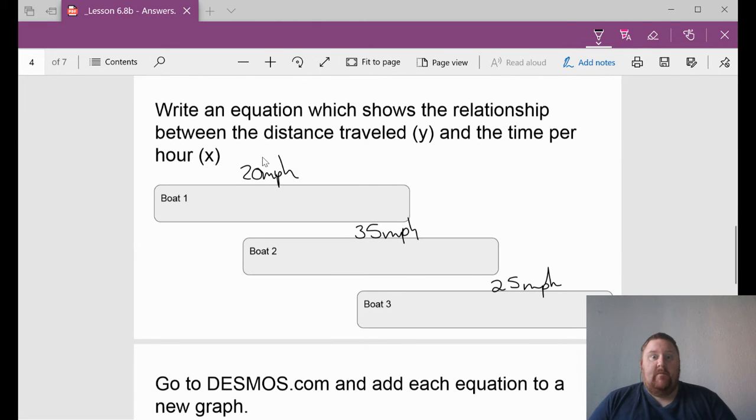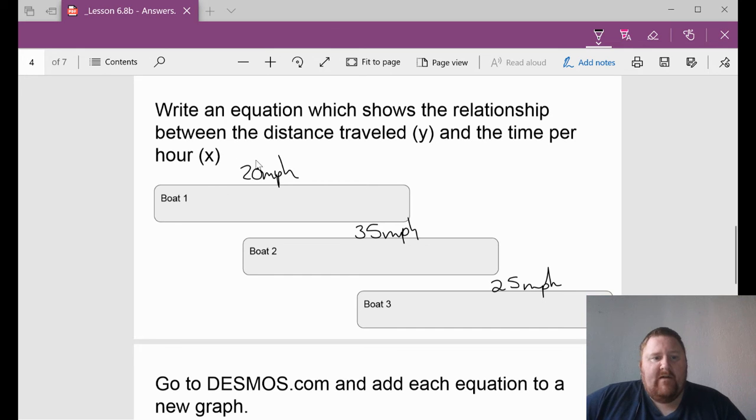Okay, so this step is really important. You need this step to be able to put your graphs together on Desmos. It says write an equation which shows the relationship between the distance traveled and the time per hour. So that's basically asking us, if we want to determine how far a boat travels, then what equation can we use for any time frame? For any time per hour, how do we determine how far the boat has traveled?